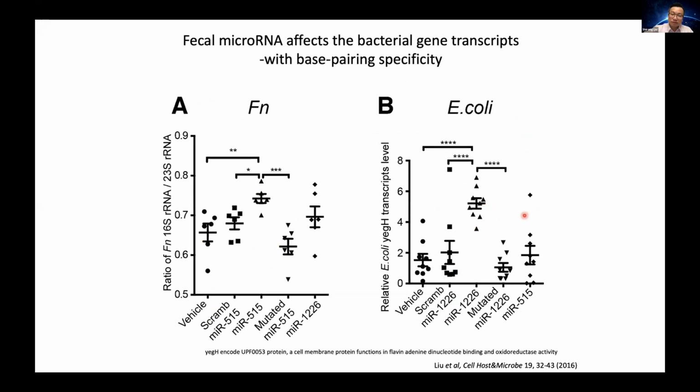And the reason, I think, is because the microRNA can regulate gene expression, as we show here. This particular microRNA can increase the gene expression of 16S RNA in the Fusobacteria, and this particular microRNA can increase the YGH in the E. coli.